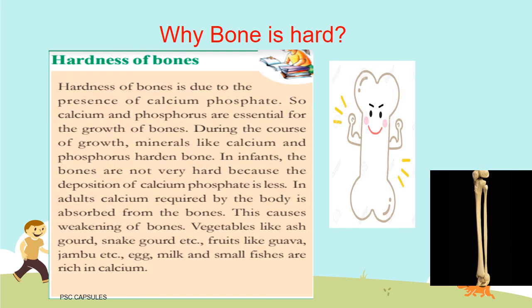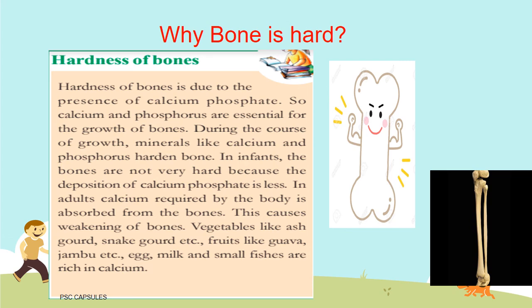Why is bone hard? Calcium and phosphorus are essential for the growth of bones. The hardness of bone is due to the presence of calcium phosphate. During the course of growth, minerals like calcium and phosphorus harden our bones. But in infants or babies, the bones are not very hard because the deposition of calcium phosphate is less.